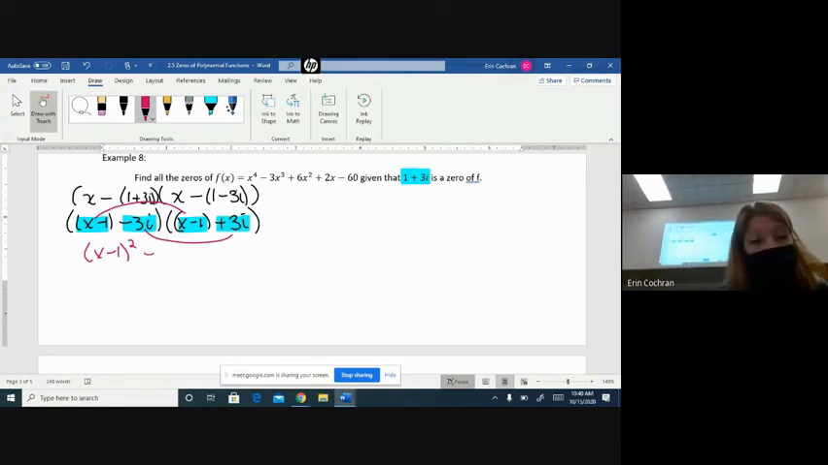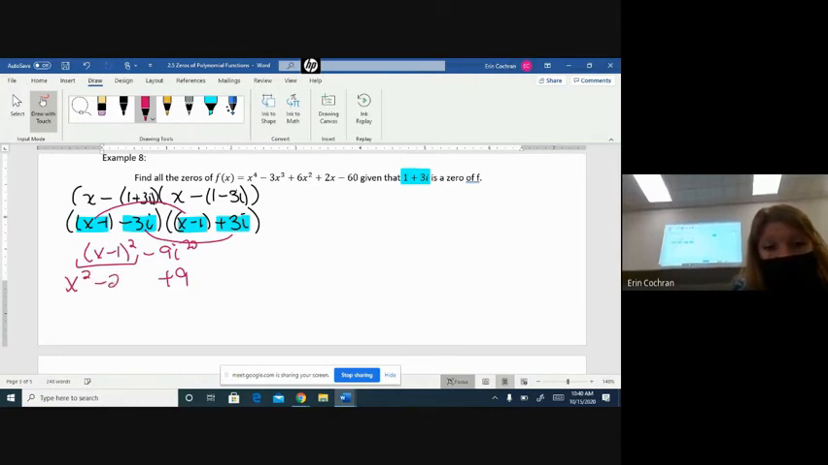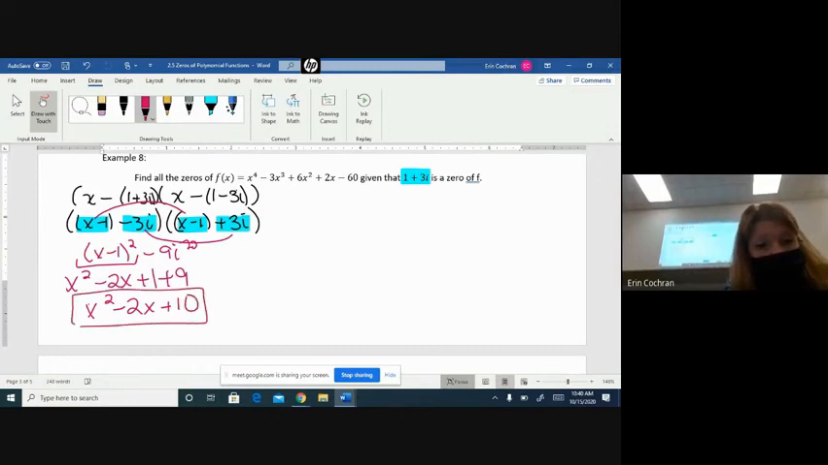Negative 9i squared, which is just a plus 9. And then can I FOIL x minus 1 squared? Yep. And when I FOIL this, I get x squared minus 2x plus 1. And then what would I get here? X squared minus 2x plus 10. Okay, plus 10.